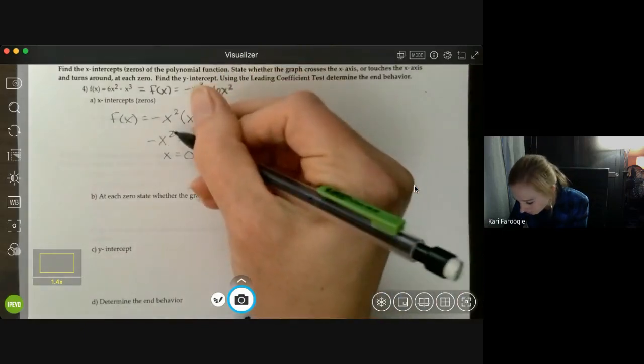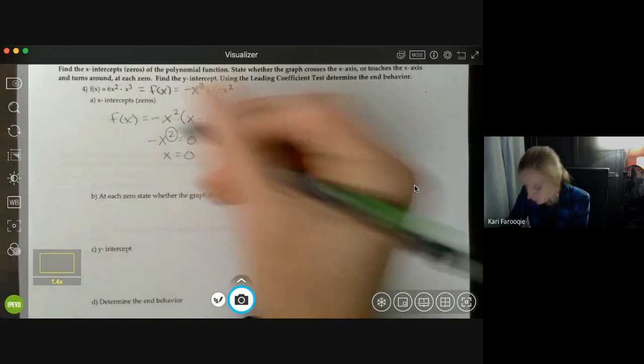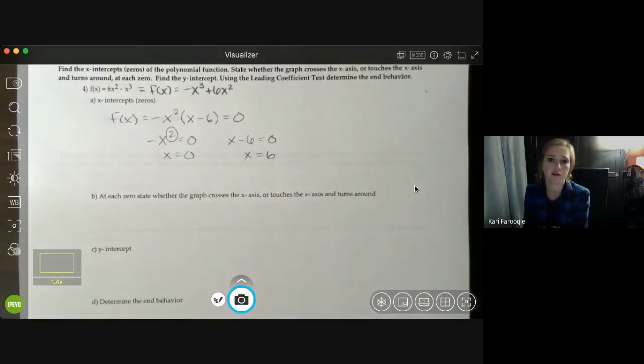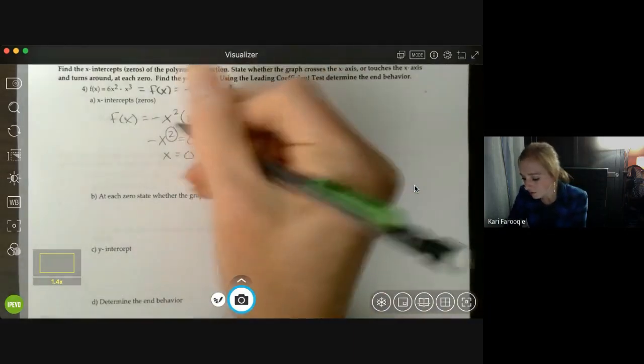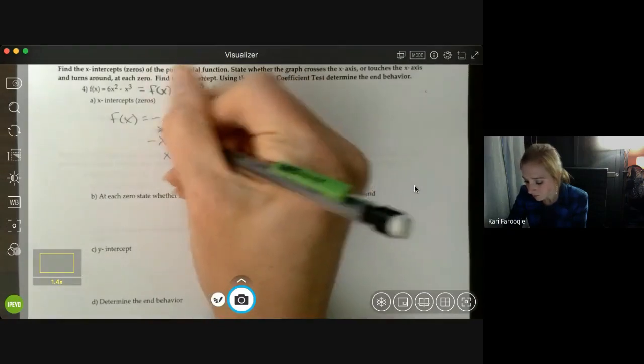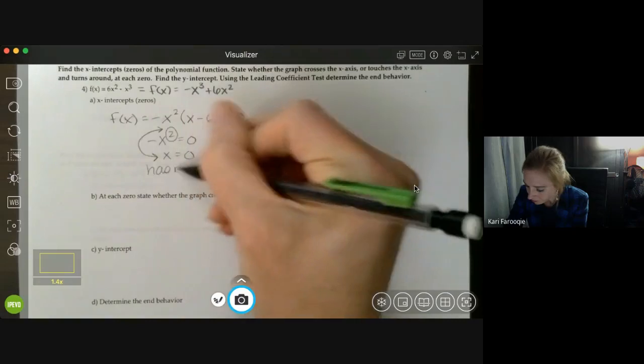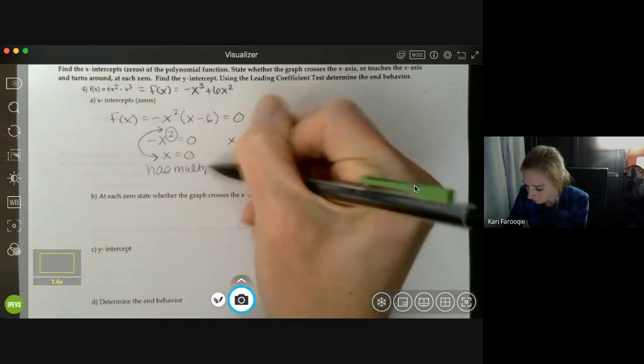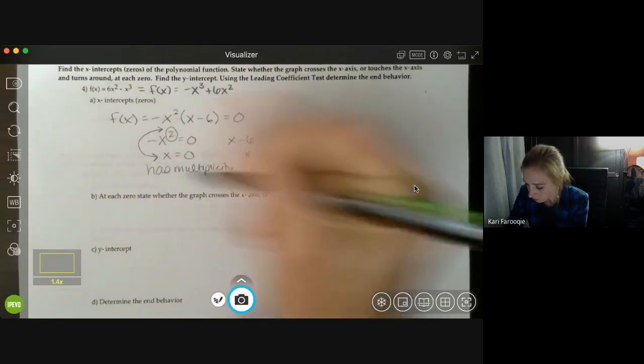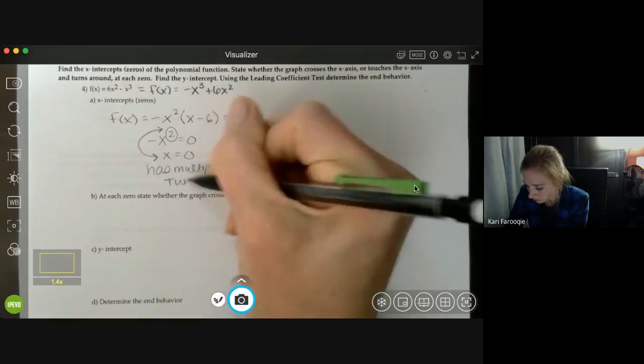In this case, we had two factors of x, and we set that equal to 0. And then we ended up getting this zero of x equals 0. Because of this, we would say that x equals 0 has multiplicity two.